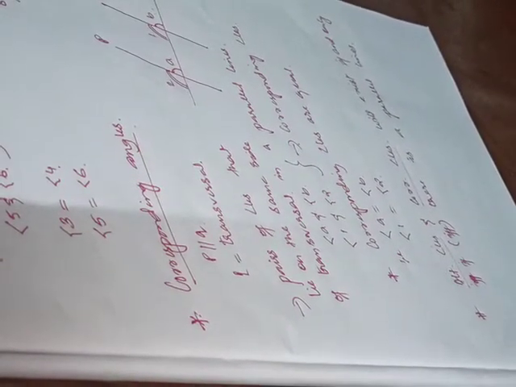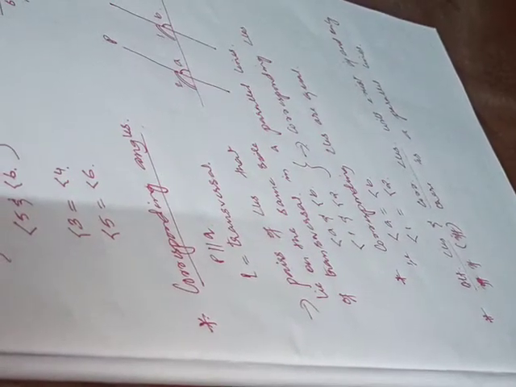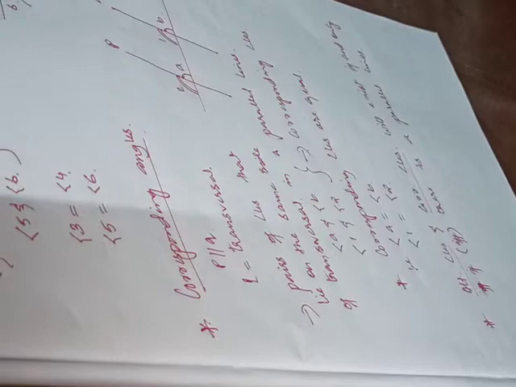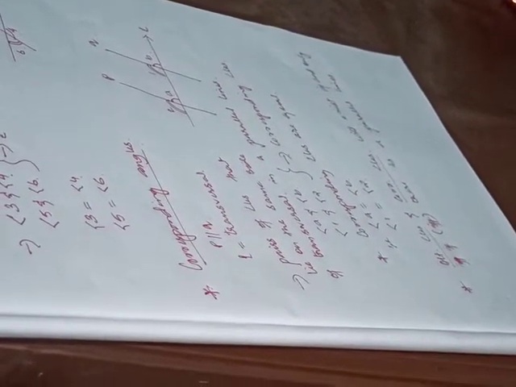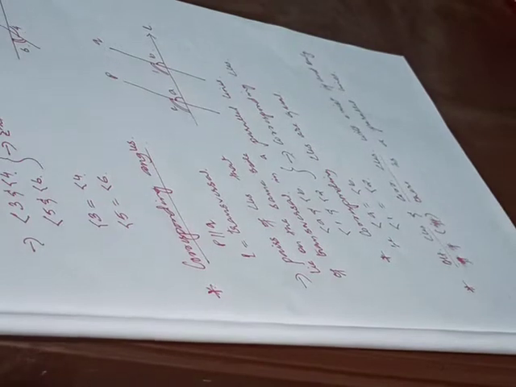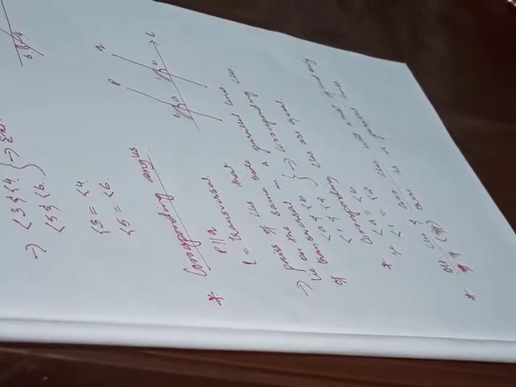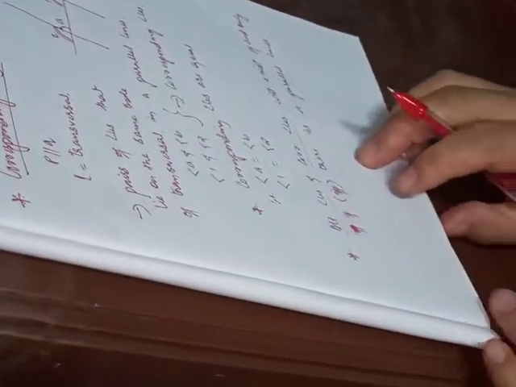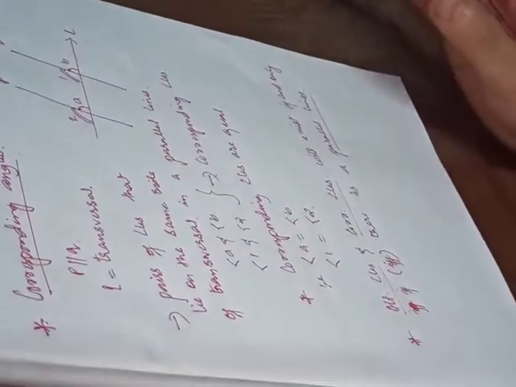Is it okay? So overall review: alternate angles are pairs of angles that lie on the opposite side of a transversal in parallel lines, and corresponding angles are pairs of angles that lie on the same side of a transversal in parallel lines. And alternate angles and corresponding angles will exist if and only if there are parallel lines. Is it okay? I hope this is clear to all of you.